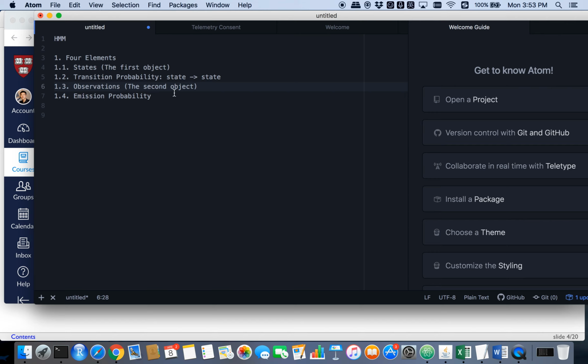The second object of the hidden Markov model is the observations, and the emission probability is the connection between some specific state and some specific observation. For example, on a sunny day, some guy prefers to work. On a rainy day, some guy prefers to stay at home and do cleaning. So the connection between the actual activity during some specific day and the weather is called the emission probability. So whenever you encounter the hidden Markov model, just recall these 4 elements.